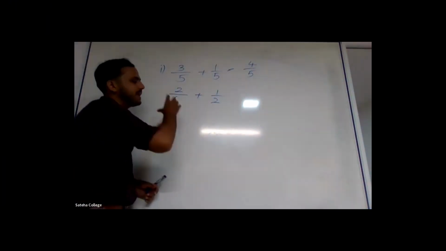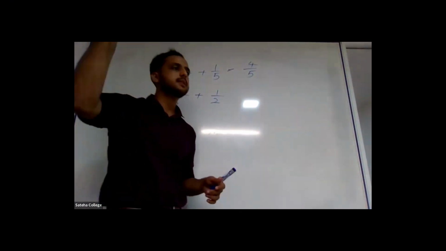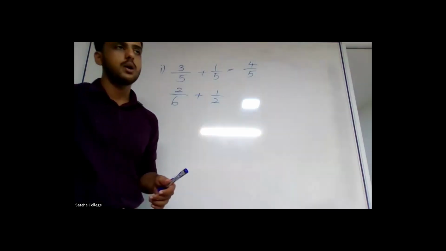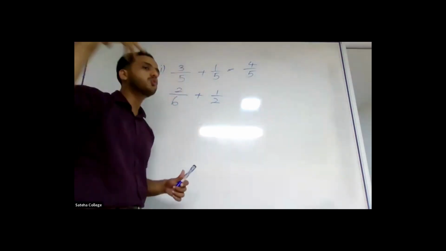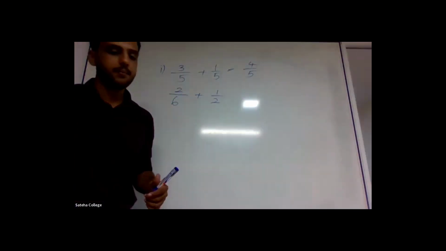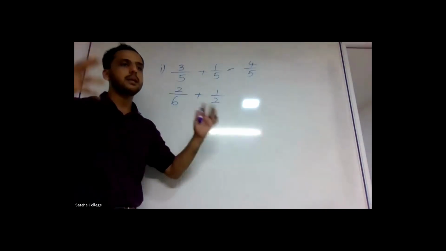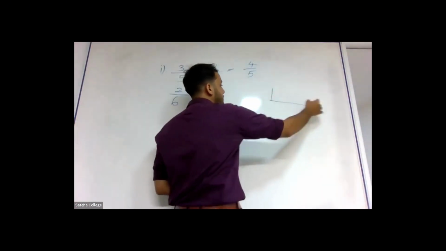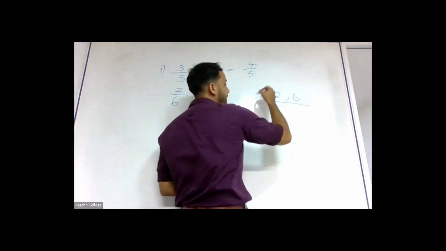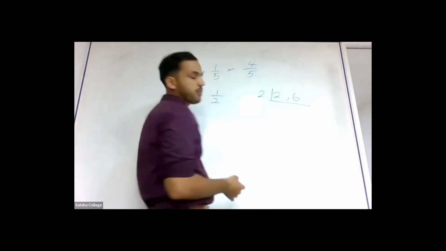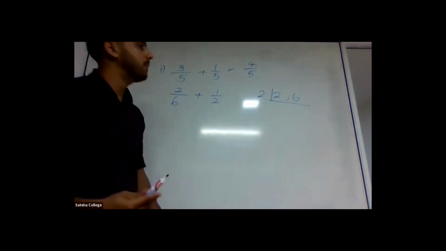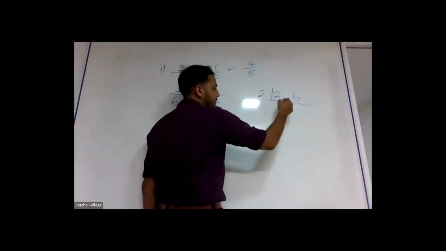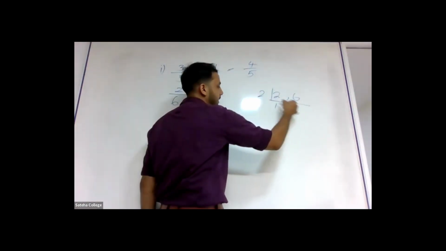So now 2 and 6. Multiples of 6: 6, 12, 18, 24. Multiples of 2: 2, 4, 6, 8, 10. It's very difficult for you to think and get the LCM this way, so we draw the downward division method. We divide starting from the lowest prime number, that is 2 here. When you divide both of them, we get 1, 3.